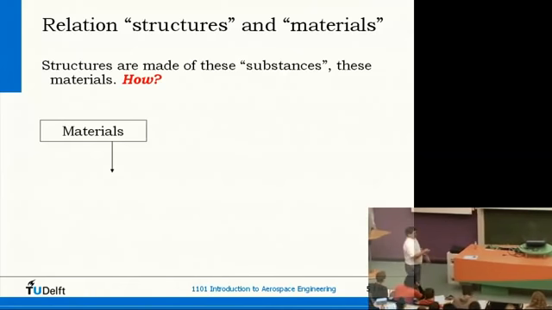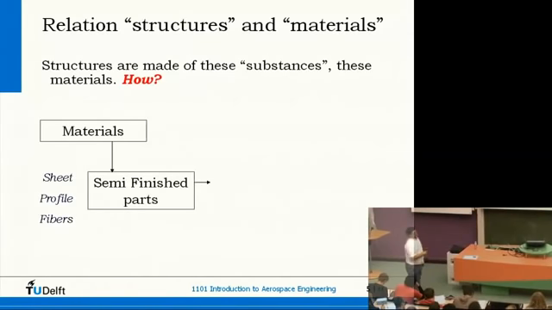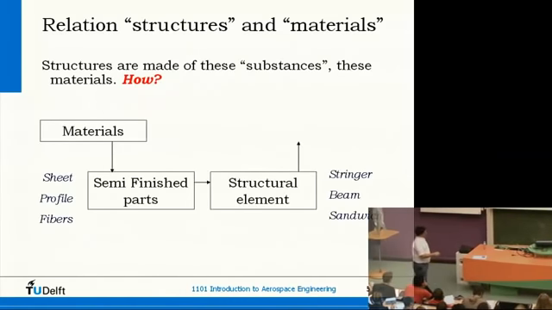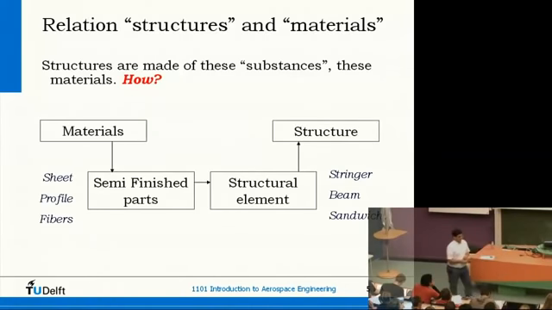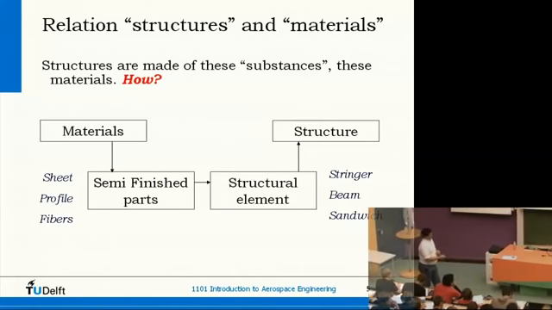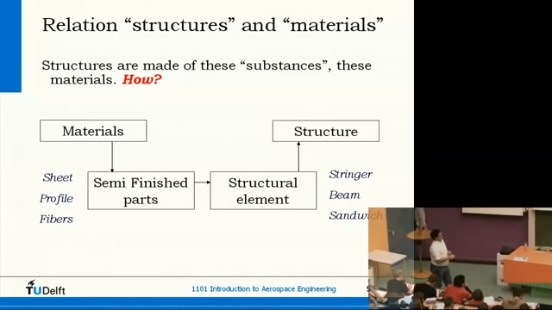These materials are transformed into so-called semi-finished parts. And semi-finished parts, think about, for instance, sheets, profiles, fibers, and so on. From these semi-finished parts, we are going to create components, structural elements. And the structural elements can be a stringer, a beam, a sandwich. I showed some of them last time. And as soon as we assemble those, we obtain our structure. So yes, there is indeed a strong correlation between these two, but more or less via this route.